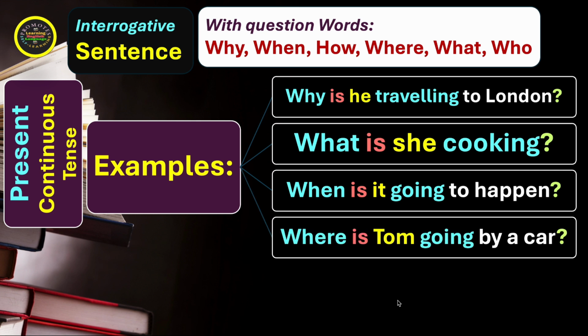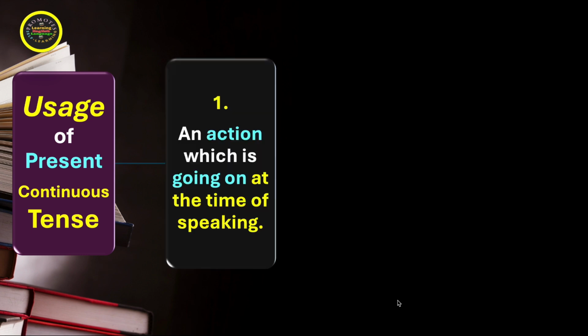We move on to the next point of discussion. Usage of present continuous tense. Where do we use this tense and in what context, in what situation? The first point is an action which is going on at the time of speaking. An action which is progressing at the present moment. A work that is going on now. This is the first point of usage.